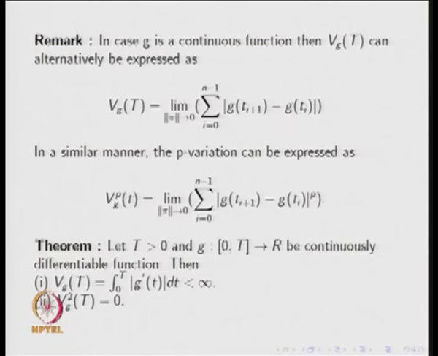Remark: in case g is a continuous function, then V_g(t) can alternatively be expressed as the limit, as norm of pi tends to 0, of the summation from i equal to 0 to n minus 1 of the absolute value of g(t_{i+1}) minus g(t_i), where pi is an arbitrary partition of the interval 0 to capital T, and the norm of pi is the maximum of t_{k+1} minus t_k, where k lies between 0 and n minus 1.